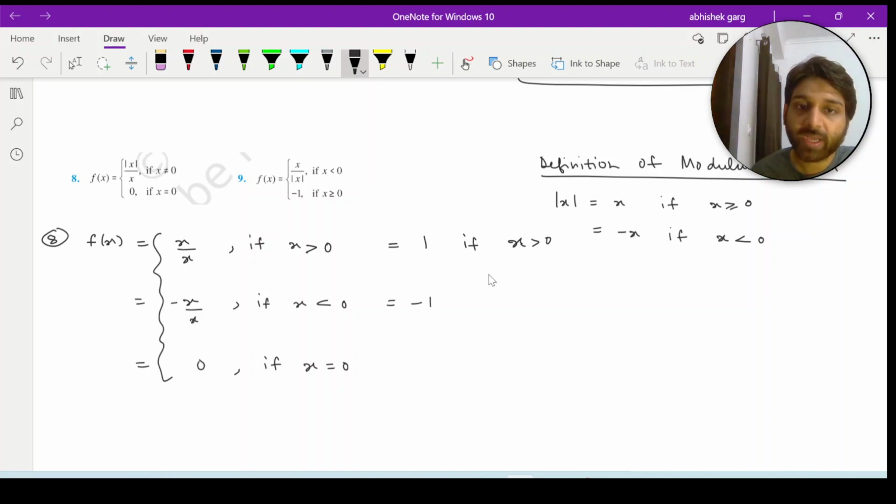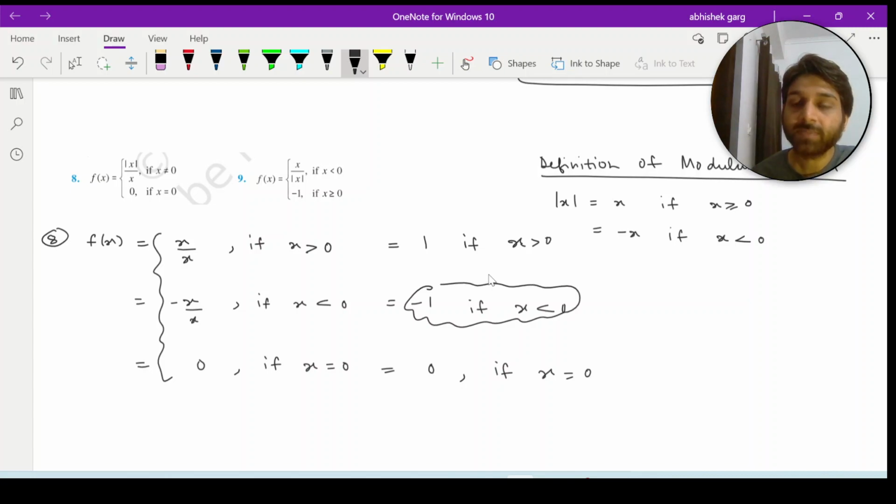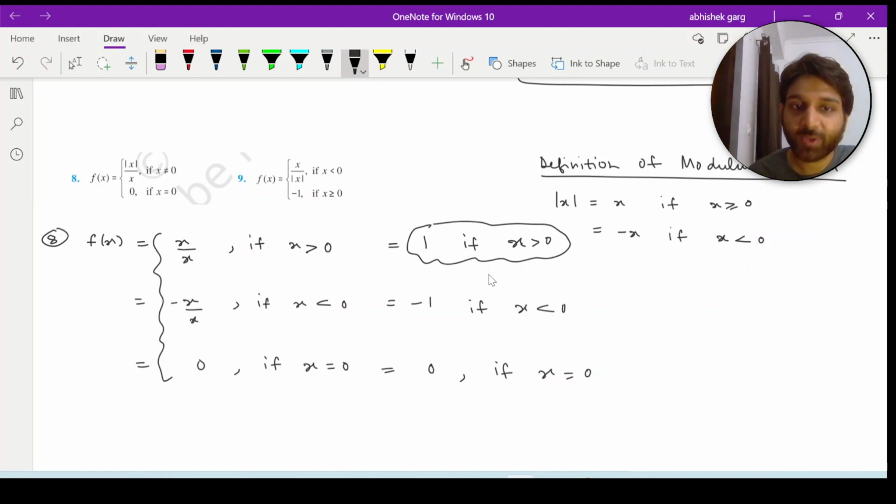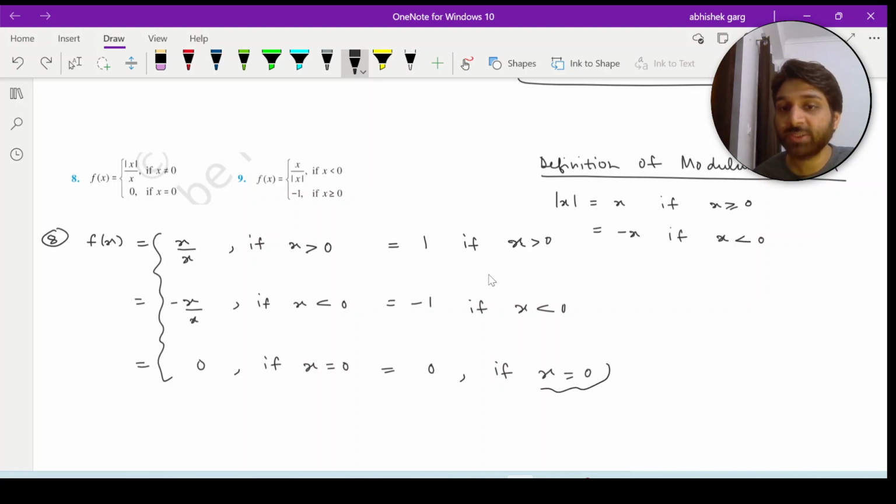So we can say the function is equal to 1 if x is positive, equal to minus 1 if x is negative, and the function's value is 0 if x is equal to 0. As you can clearly see, this minus 1 is actually the left hand limit value, and this 1 is actually the right hand limit of this function, and this 0 is the value of the function when x is equal to 0. So clearly f(x) is not continuous at x equal to 0, but we will write it formally.